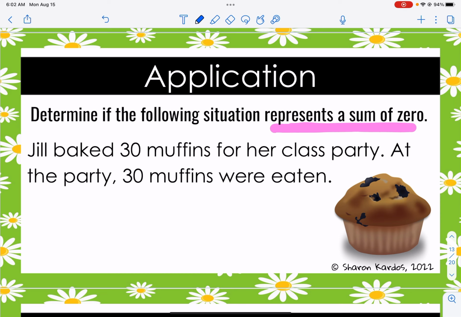Well, if she baked 30 muffins, that would be positive. But if they ate the 30 muffins, that would be negative. So yes, we do wind up with a sum of 0. So the answer to this question is yes, it does. Now in this, you notice the way I wrote it, the parentheses, the plus and the negative, the parentheses are just to separate those two.